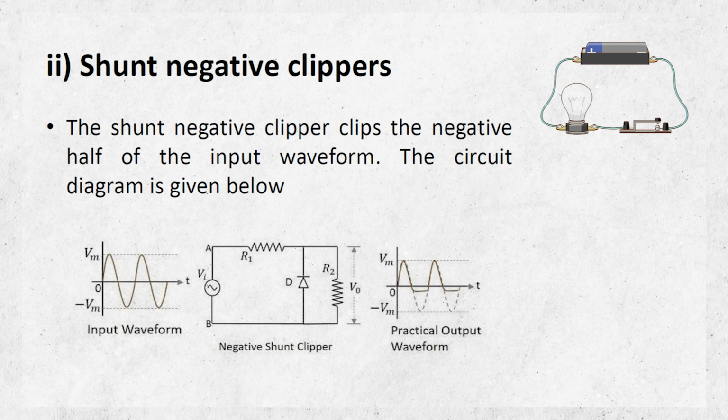The shunt negative clipper clips the negative half of the input waveform, the circuit diagram for which is shown in the figure. So, the purpose of the negative clipper is to remove the negative half of the supply, and it is called a shunt clipper because the diode is connected in parallel with the load.